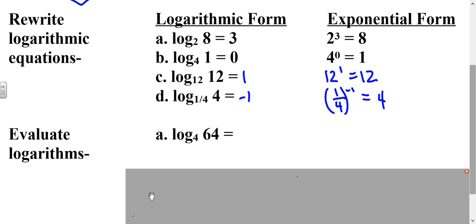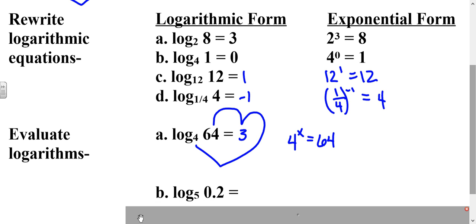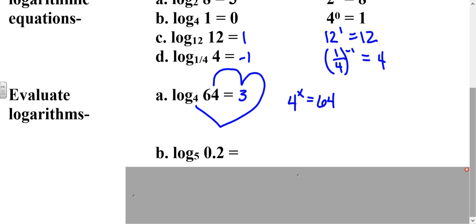So let's go back into evaluating some more logarithms. Okay? So you can do the heart method or you can do BAP. So 4 to what power equals 64? You might have to take a minute to think about that or use your calculator. But it would be 4 to the third power would be the answer. Okay, let's try another one. And feel free to pause the video and try some of these on your own.